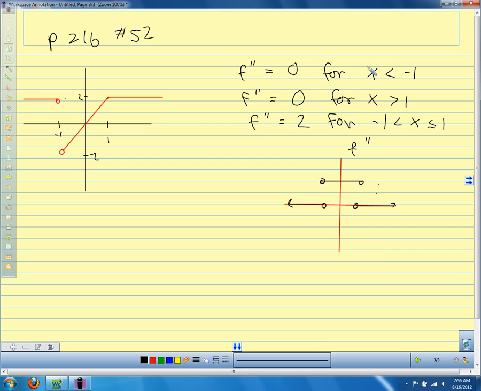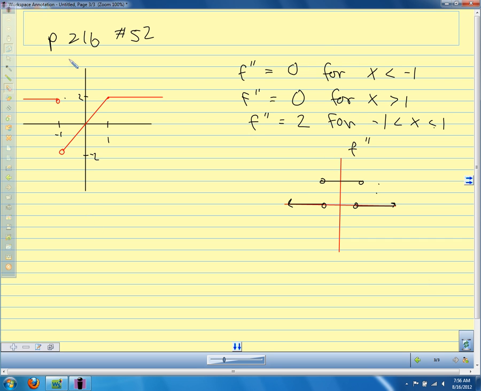Let's see, what did we write? It wouldn't be good for the fact that it does not exist. It's not the vertical point. Right, so should I have this? Yeah. All right, so there's my second derivative.